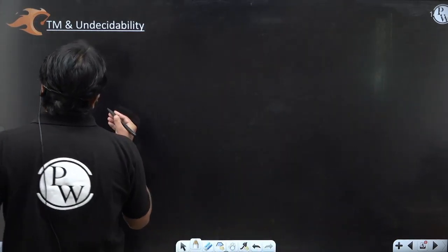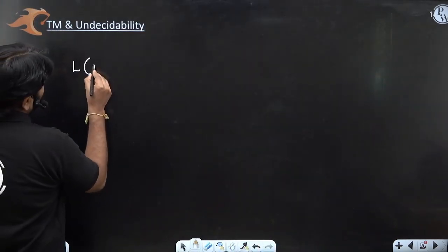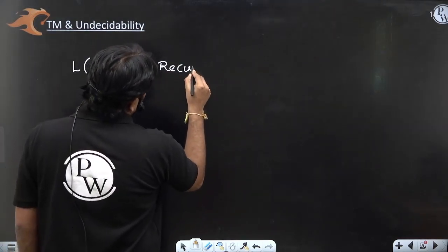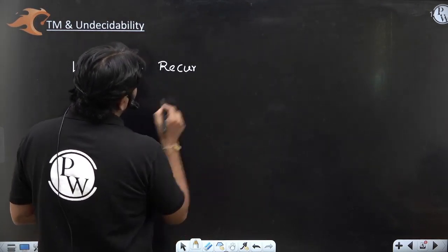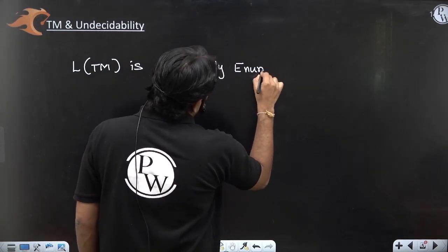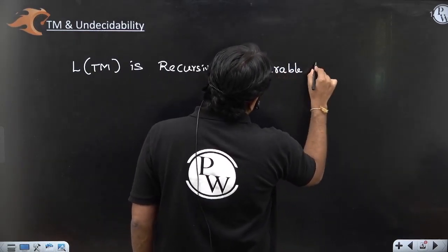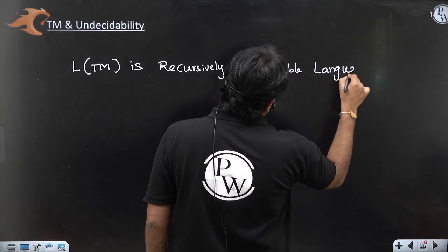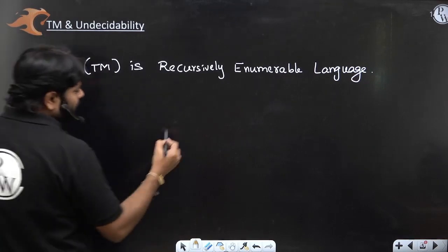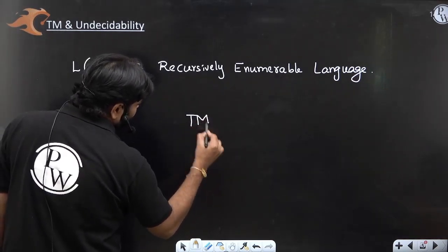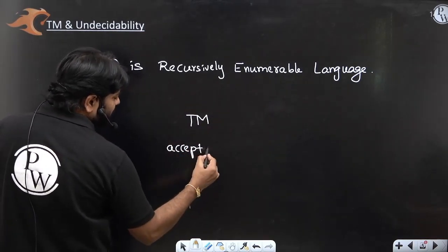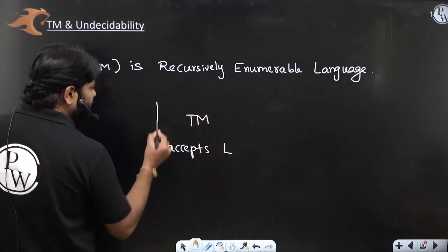So what is the Turing machine? The language represented by TM is recursively enumerable language. If you look at the TM, the Turing machine, it accepts some language L. That L is called a recursively enumerable language. Let's say L is a recursively enumerable language.